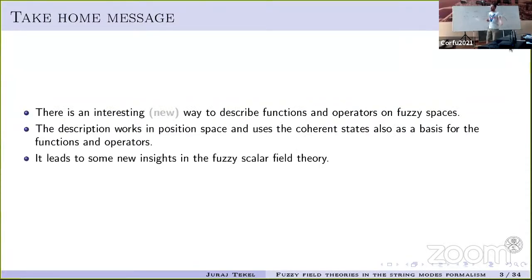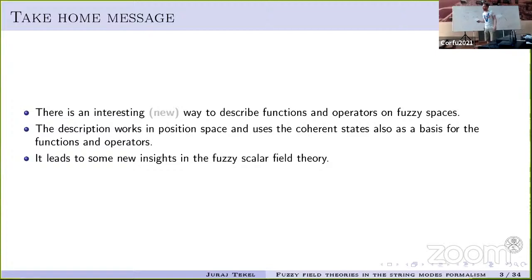So there is an interesting and at least to a certain extent new way how to describe things that are happening on fuzzy spaces. This description works in position space and uses the coherent states we all know and love, but not only as the basis of the auxiliary Hilbert space that's used to define the fuzzy space, but also as a basis of functions and operators on these fuzzy functions. And when you look through this new prism onto fuzzy scalar field theory, there are some new things and new perspectives that pop out.